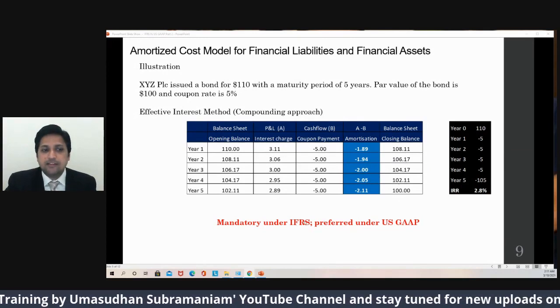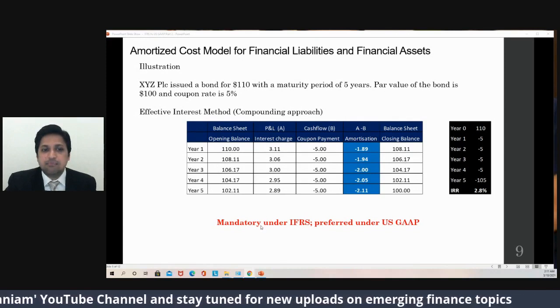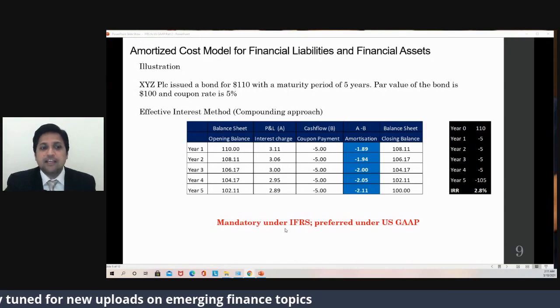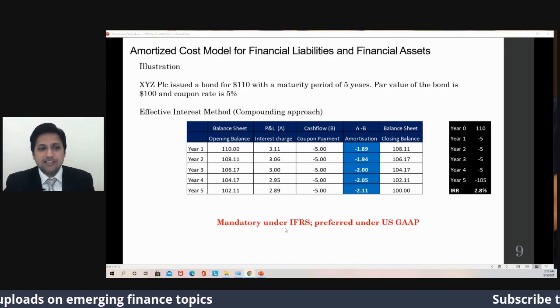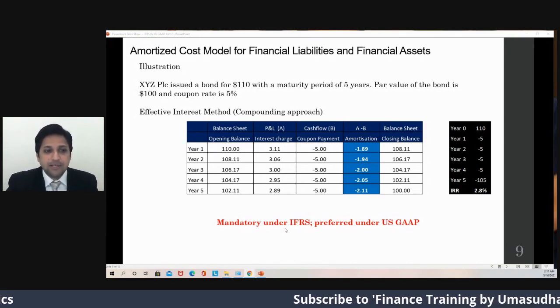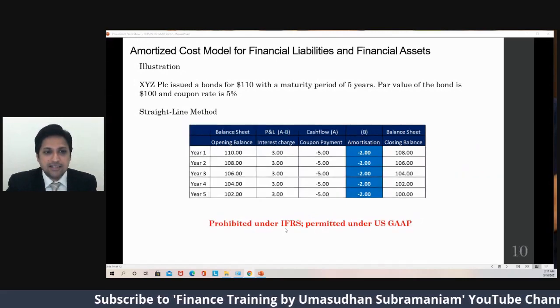And remember, this method of effective interest rate is mandatory in IFRS but preferred in the US GAAP, which means there is a straight line method which is permitted in the US GAAP but not in IFRS. Let's take a look at that.